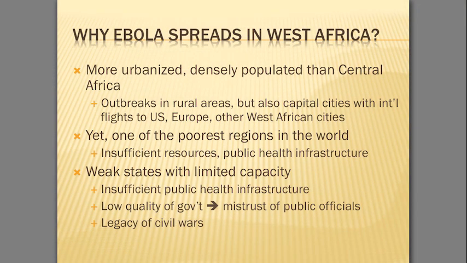So West Africa as a region is much more heavily urbanized and densely populated than Central Africa. And there have been outbreaks in rural areas as well, which have been very difficult to access. So that northwestern corner of Liberia that borders Sierra Leone and Guinea is a pretty rural area. But the capital cities of a number of countries have been badly affected, particularly Monrovia. And these are cities that all have international airports with direct flights all over West Africa, to Western Europe, to the United States every week.